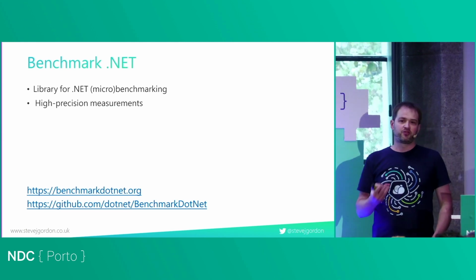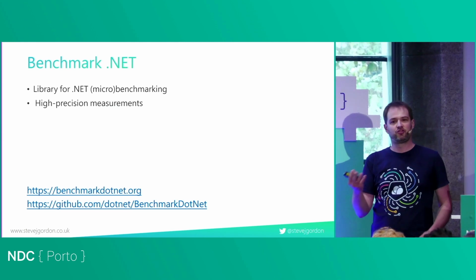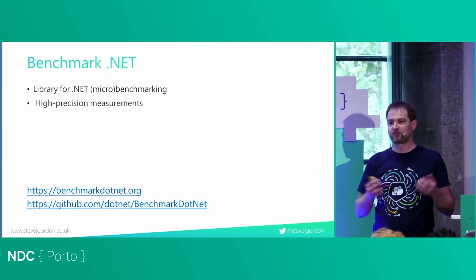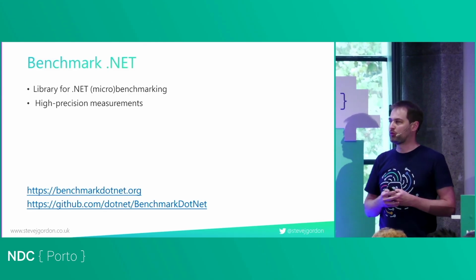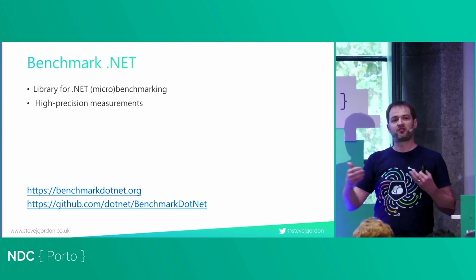It's a highly precise tool, so it does a lot of things to give us accurate measurements. Technically, you could just use a stopwatch or a timer around some code, and that would give you a rough measure. But what BenchmarkDotNet is doing is running many different stages as it goes through benchmarking.